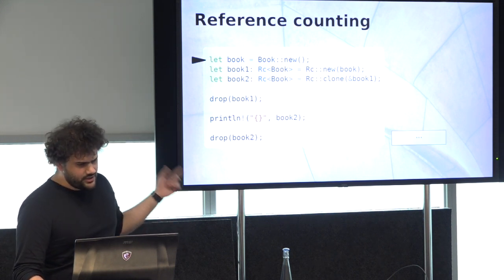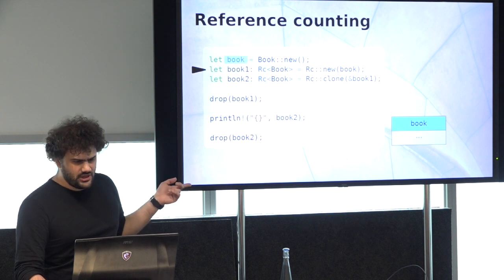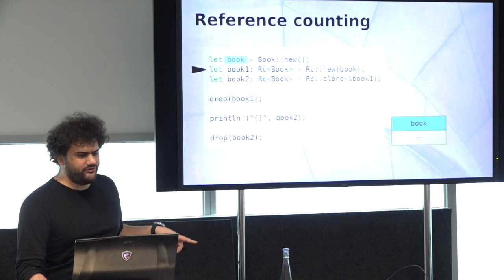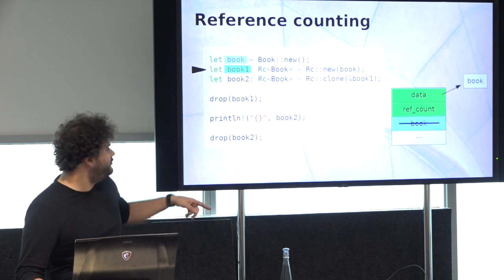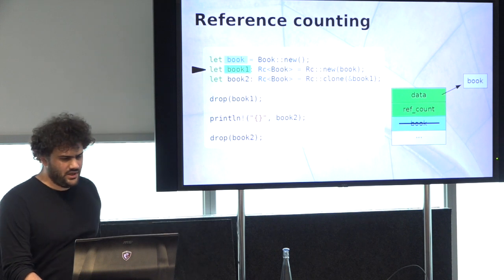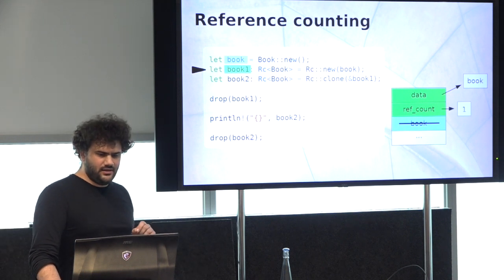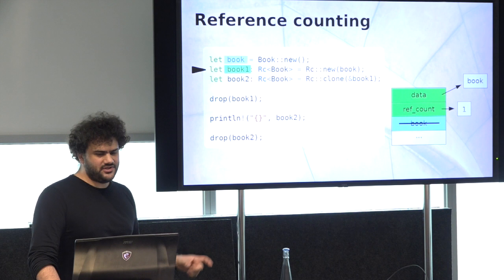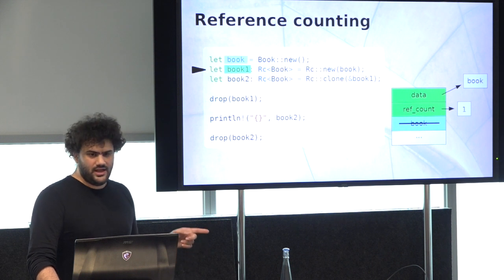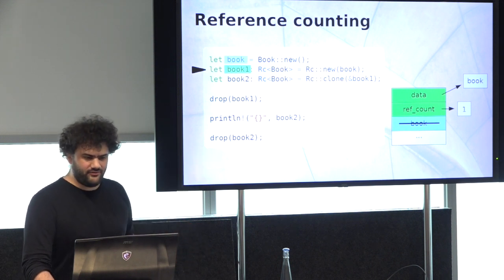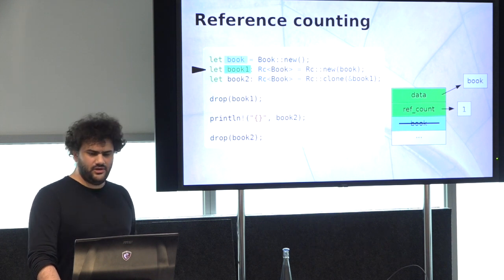Let's run the code. So create a book. You have book. Put the book inside of a reference counter smart pointer, which means that you move the book to it, and because you move it, it's no longer accessible there. And it has also a reference count, which is basically the number of RC pointers pointing at that thing. And it's going to be 1 because we only have one RC pointer.